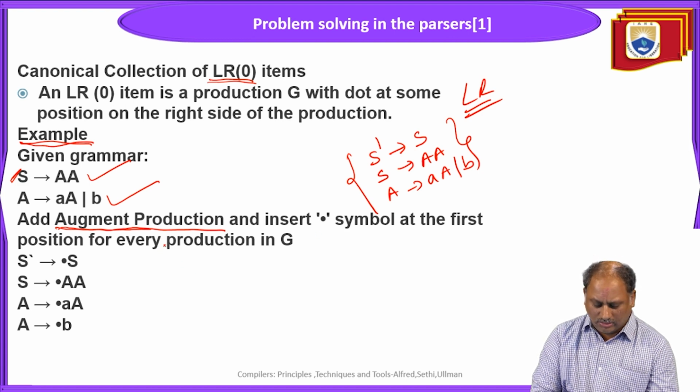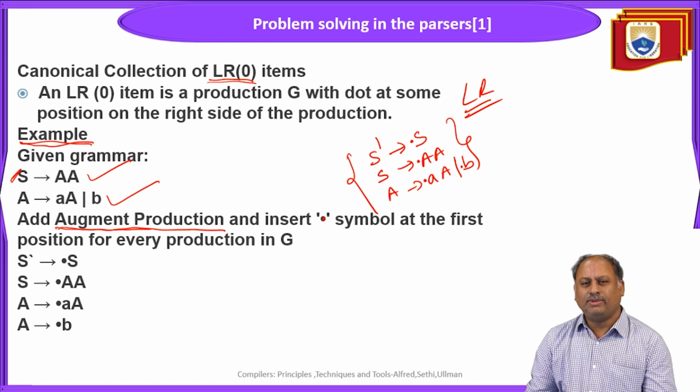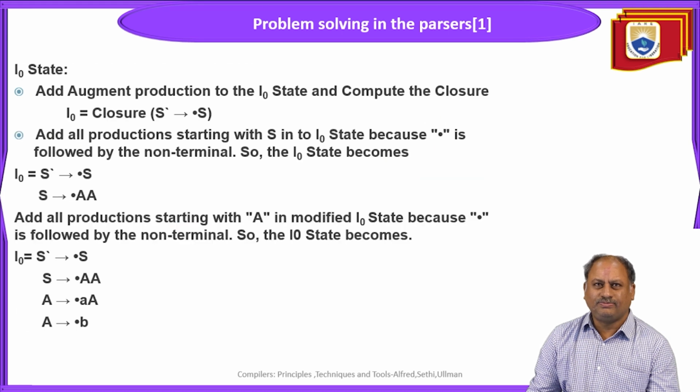In this, we add a dot symbol to each of the productions, with the dot at the beginning of the production. So that is the first step of the canonical collection of LR(0) items: inserting the augmented production, and the dot that identifies the symbol from the beginning of the production.